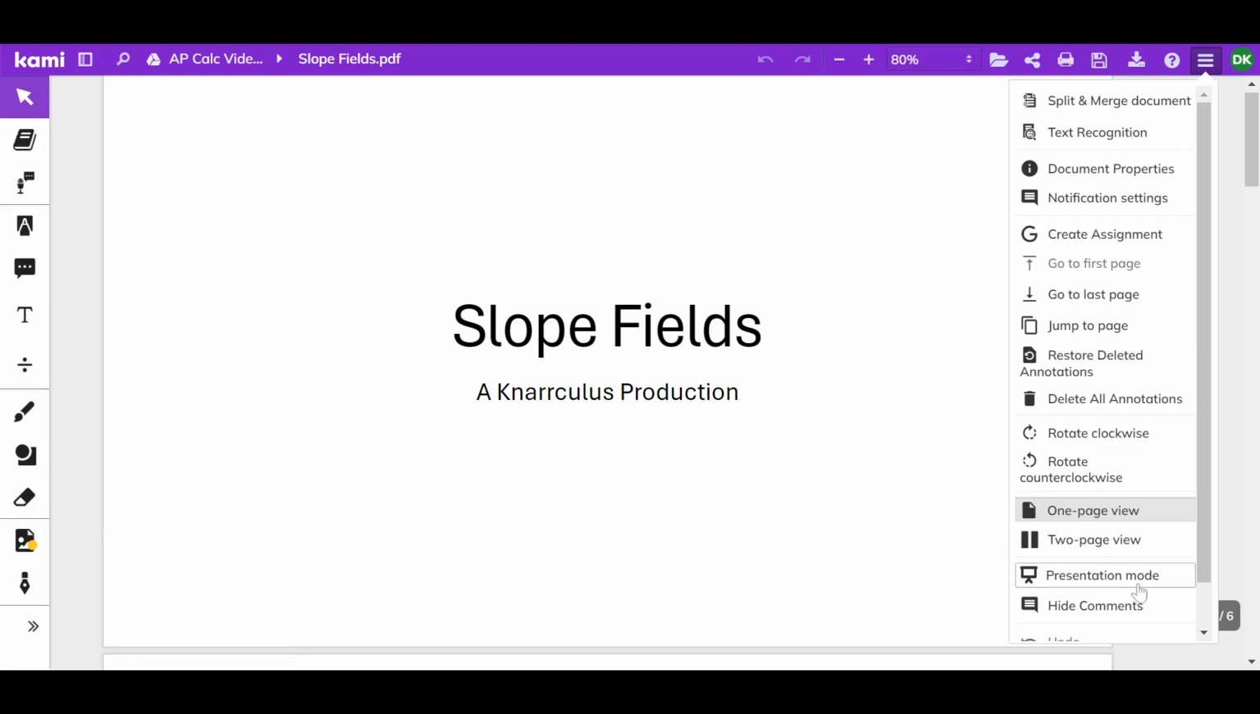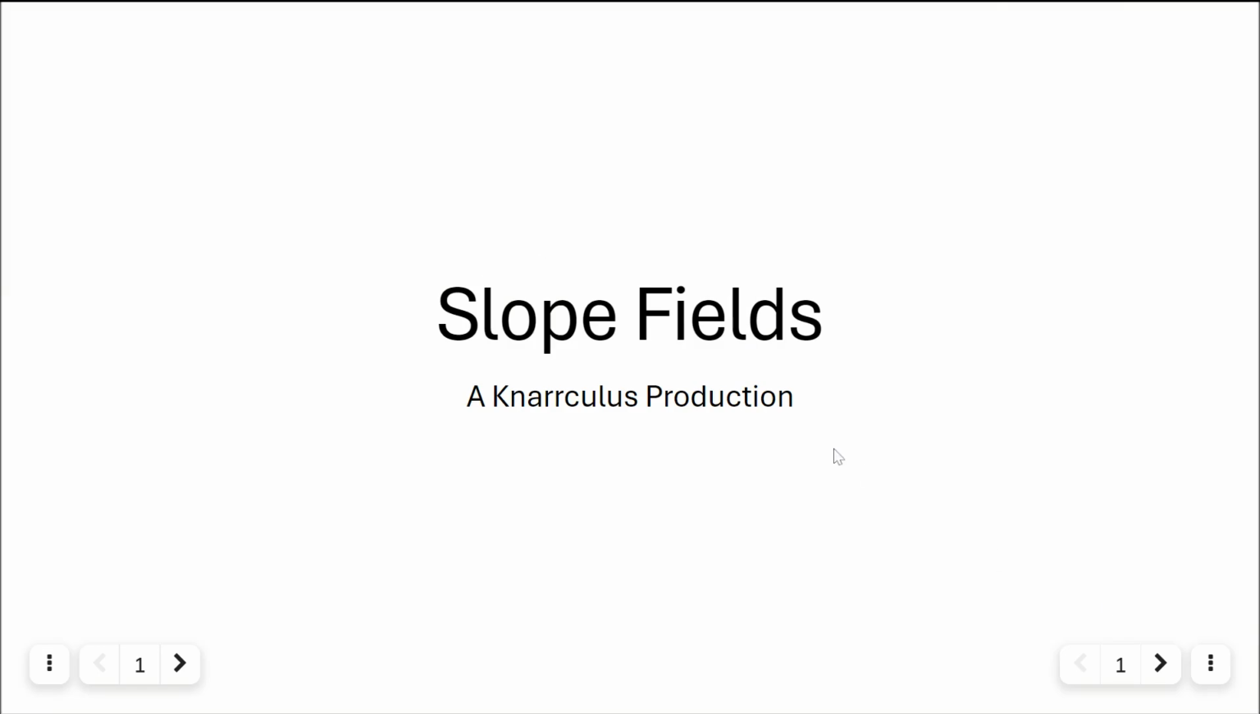Today we're going to be talking about slope fields, which, believe it or not, is a field of slopes. Okay, so there's not much else to say other than that. So let's get started.